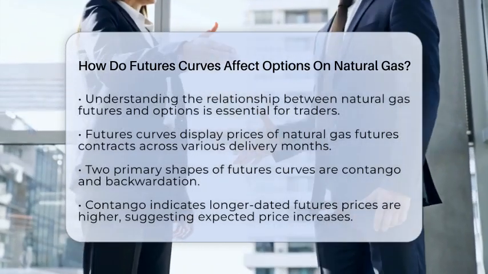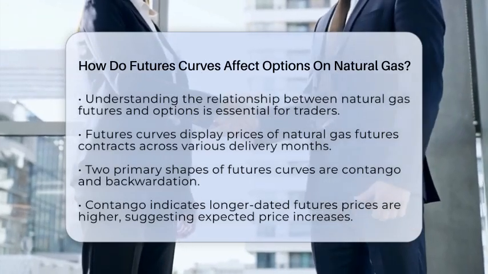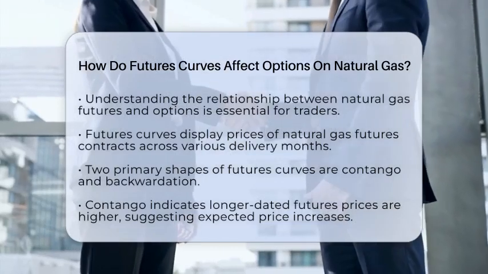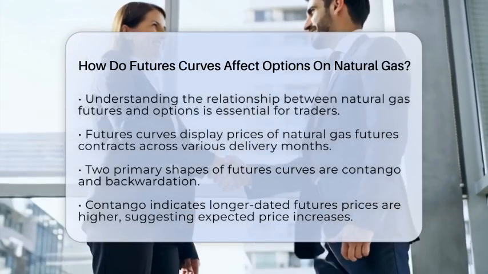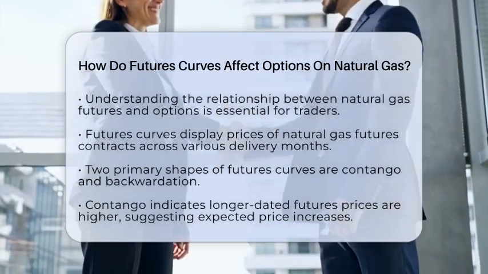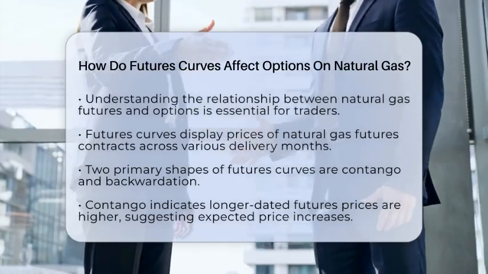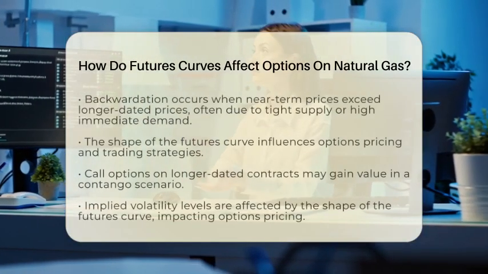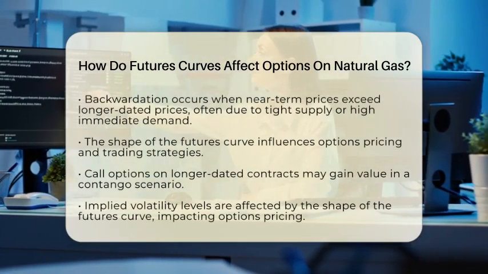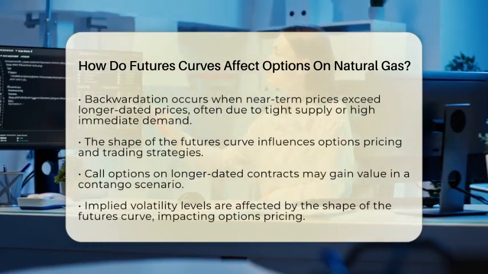On the other hand, backwardation occurs when near-term prices are higher than longer-dated prices, often signaling tight supply or increased immediate demand. The shape of the futures curve plays a significant role in determining the pricing and strategies for options on natural gas futures. Options derive their value from the underlying futures contracts. Since futures prices vary by delivery month, the futures curve shapes the expected price distribution that options pricing models use.